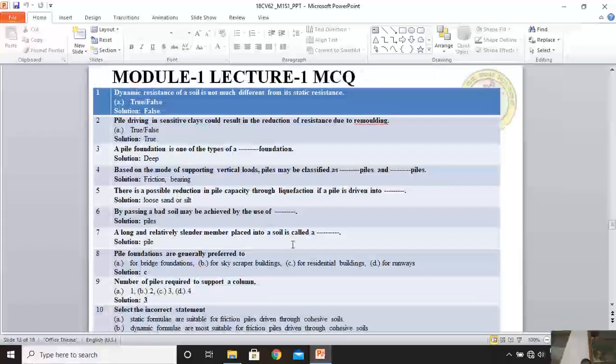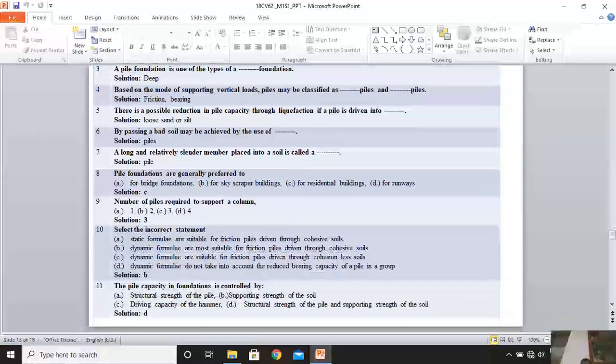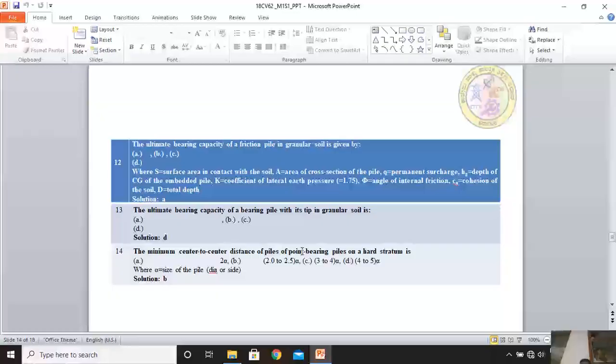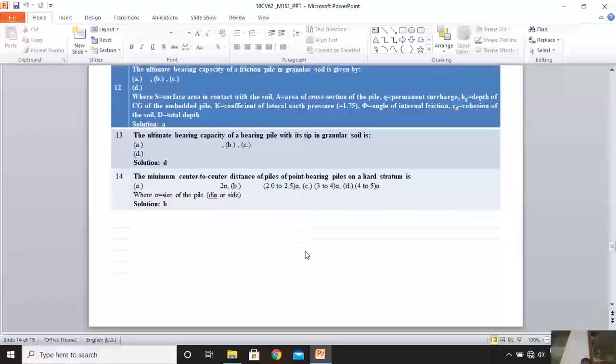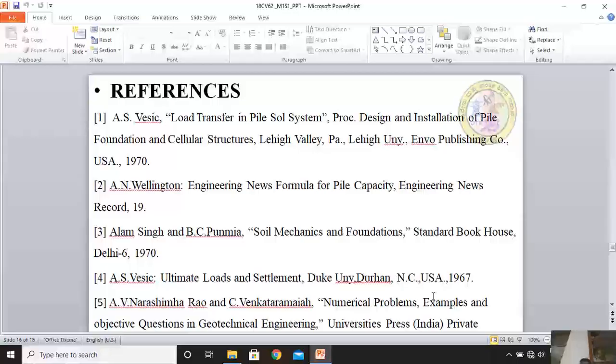Now this slide is given for the multiple choice questions which were discussed earlier in all the slides. Here different questions are asked, and the references are given in this lecture. Thank you one and all.